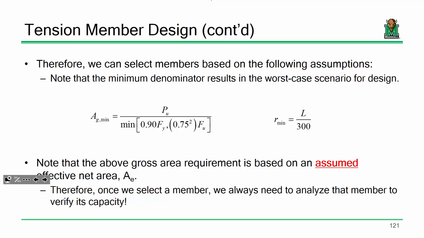I mean, think, if you calculate a gross area requirement for yielding and fracture, and yielding tells you you need about 7 square inches, and fracture tells you you need about 9, do you want to be selecting members that have at least 7 square inches or 9 square inches? Think about that. Let me ask that question again.